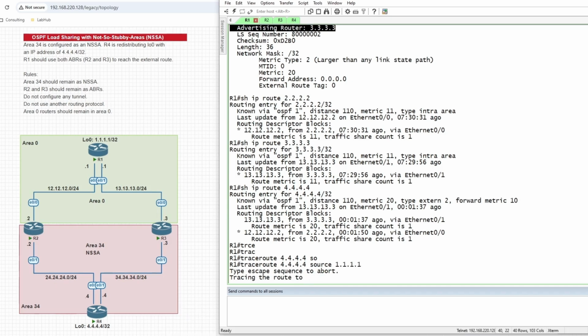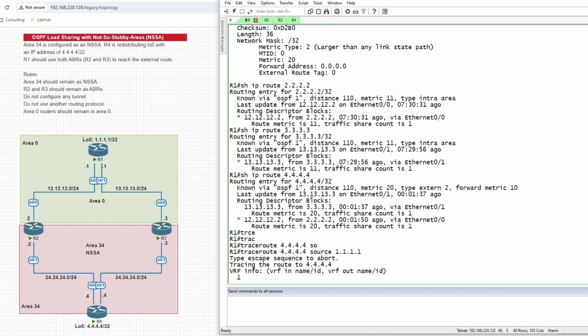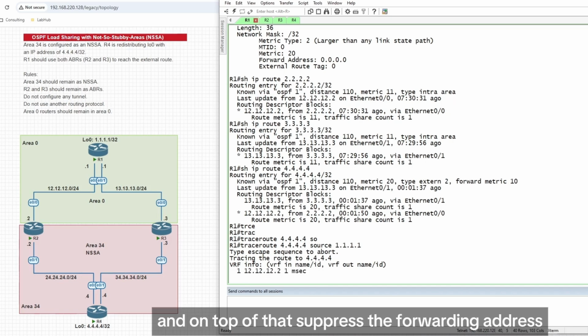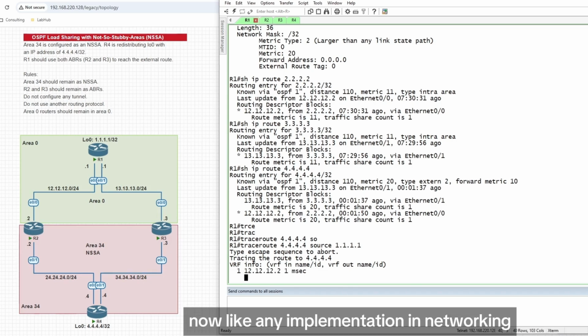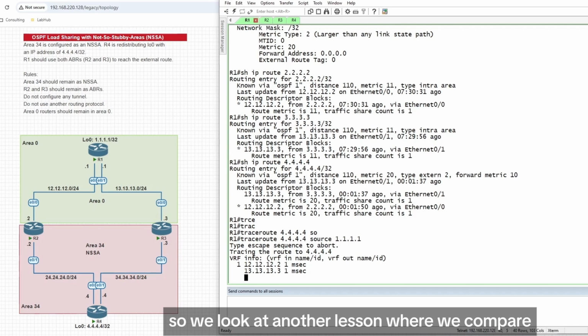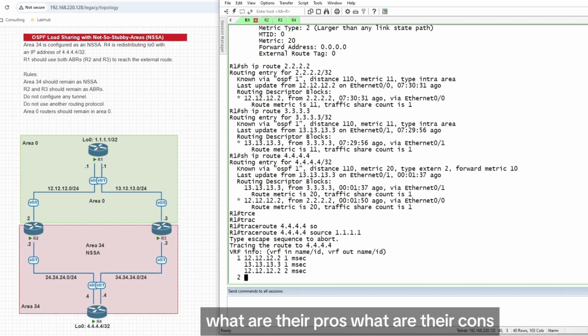So we have two ways of doing this. One was very simple, just influence the forwarding address. And the other one was ask both routers to actually do the type 7 to 5 translation, and on top of that, suppress the forwarding address. Now, like any implementation in networking, there are pros and there are cons. There are specific use cases. So we'll look at another lesson where we compare these two options. What are their pros? What are their cons? What are their specific use cases?